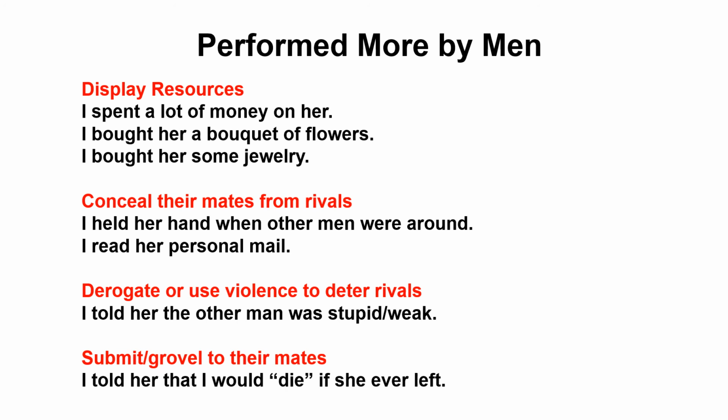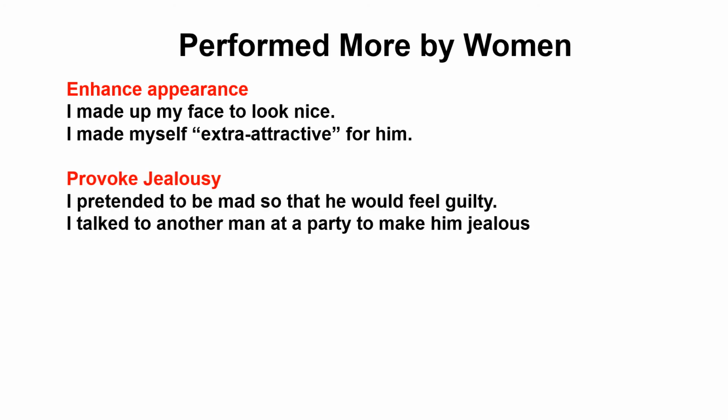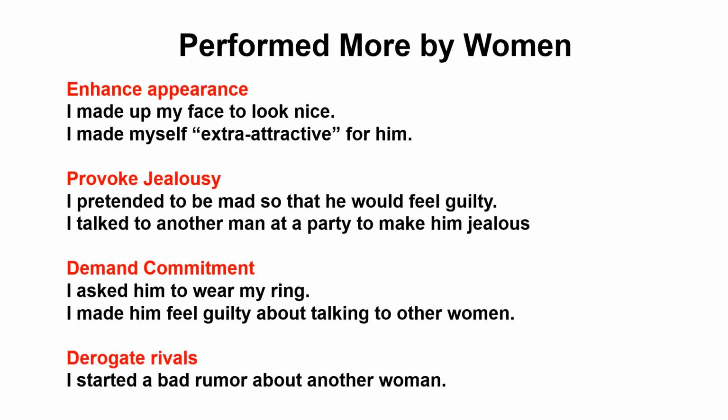Now let's look at the ones performed by women. The ones performed more by women are enhancing appearance, so doing things to make themselves extra attractive. Provoking jealousy, pretending to be mad, talking to other men at a party, things like that. Demanding commitment. So this is a way to get that commitment. Or, just like the previous one, derogating rivals, so starting bad rumors. That's one that women do often as well. So when it comes to these mate retention tactics, men and women do different things, but overall they've got the same goal. That is to reduce chances of infidelity.